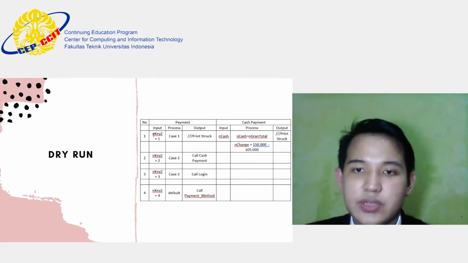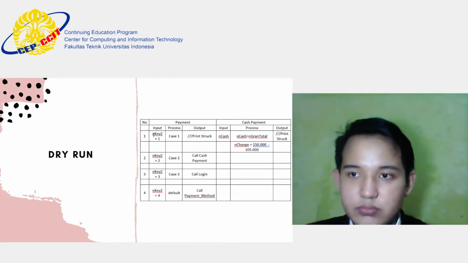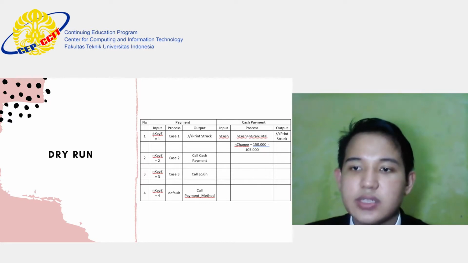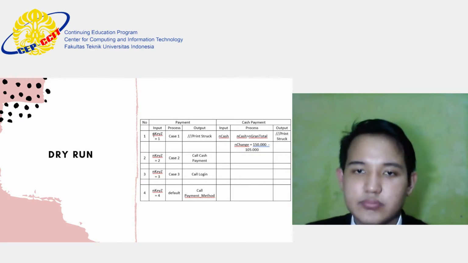From the nkz 2 case 2, it proceeds to call cash payment. In the cash payment procedure, the input is ncash, the process is ncash more than n grand total. The output will print struk, and in the print struk there's n change. The n change process is ncash minus n grand total, and in this dry run, the cash is 150,000 minus 105,000. That's all. Thank you.